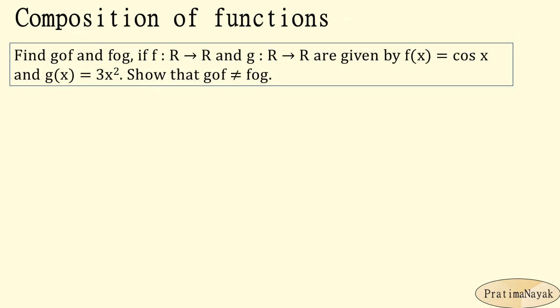Now I have written a question. Find G o F and F o G if the function F is defined from R to R and G is also defined from R to R, given two functions such that f of x is equal to cos x and g of x is equal to 3x square. The second part of the question is: show that g o f is not equal to f o g.